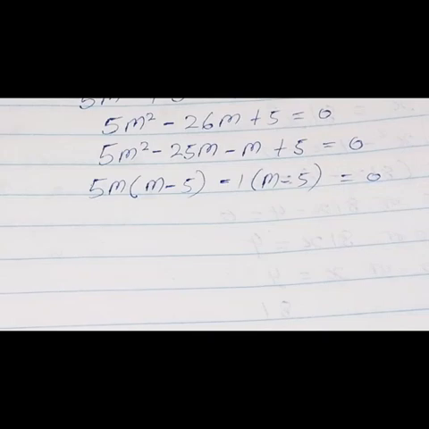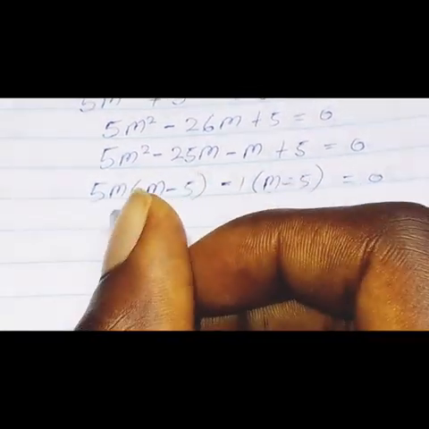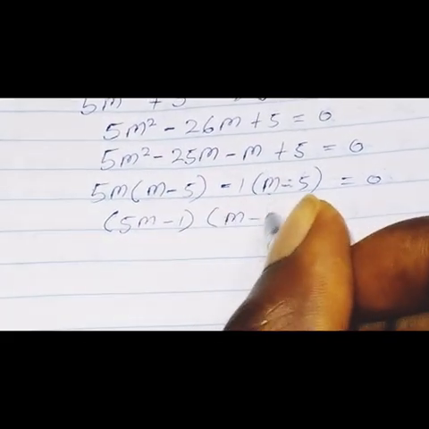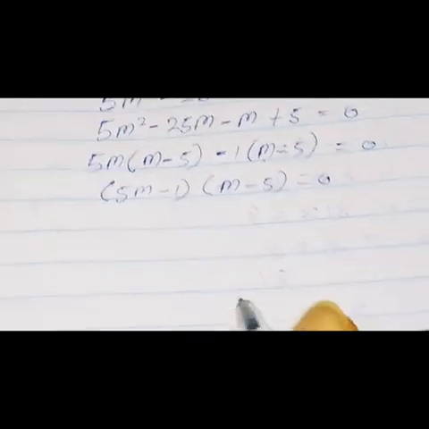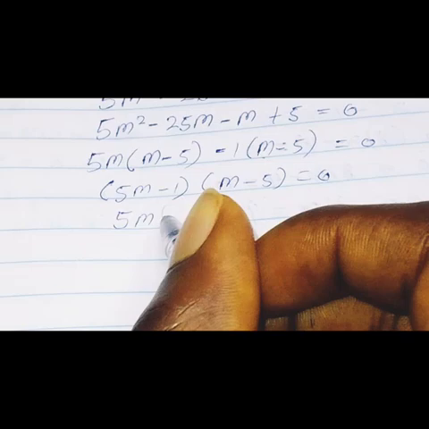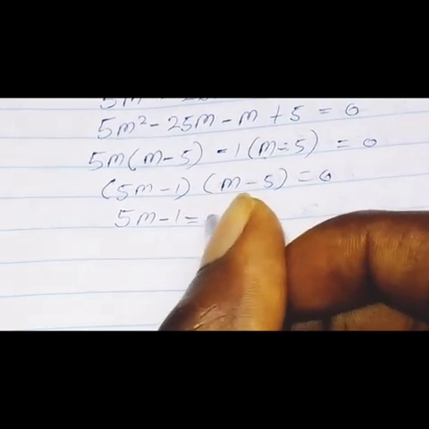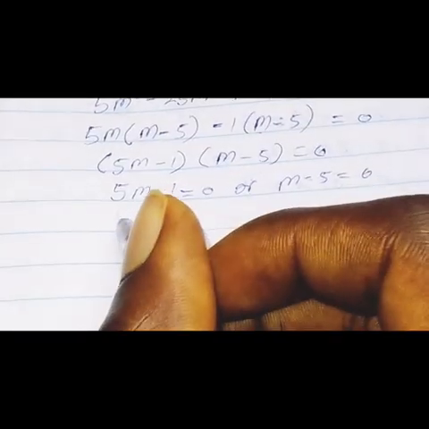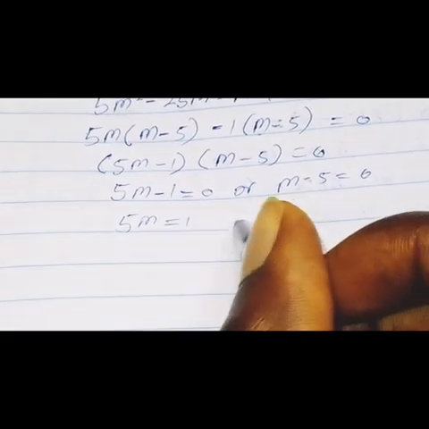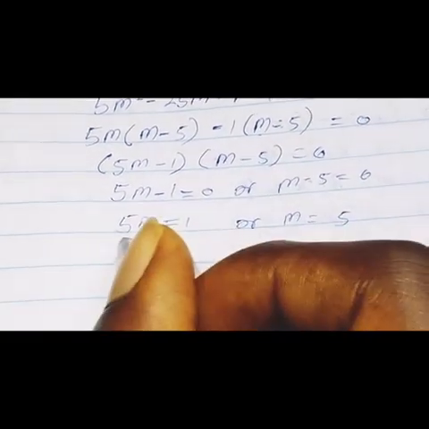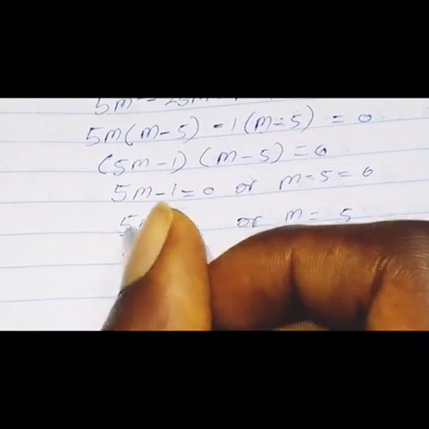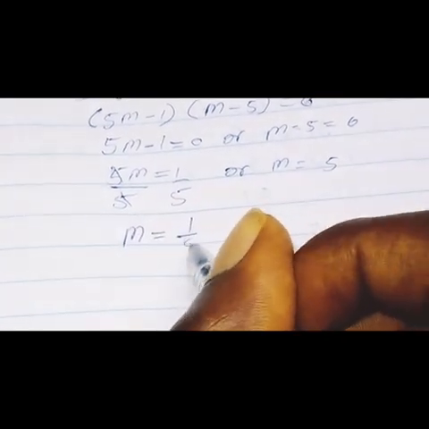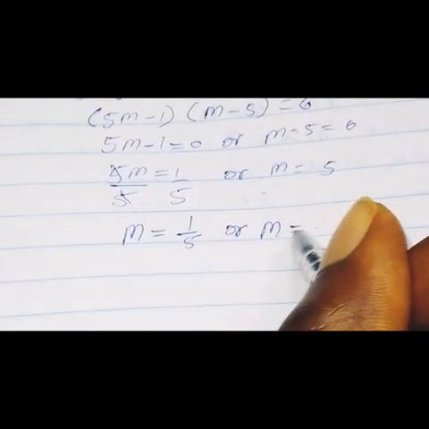Then from here, we need one of these. So we are going to be saying we have 5m minus 1 and m minus 5 equal to 0. Then from here, we have 5m minus 1 equal to 0, or m minus 5 equal to 0. Then from this part here we have 5m equal to 1 or m equal to 5. Then we divide both sides by 5 from here, 5 over 5. 5 cancels out 5. So we are left with m equal to 1 over 5, or m is 5.